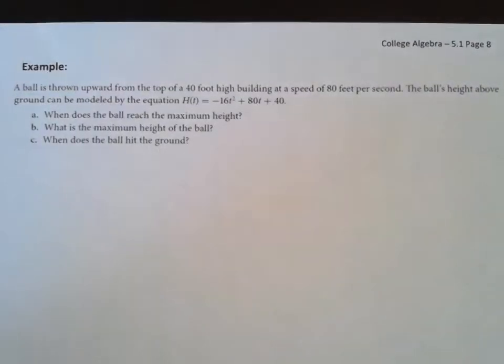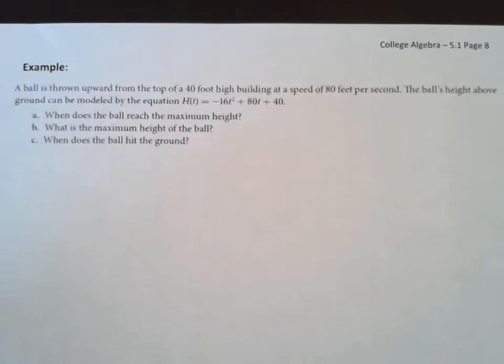A ball is thrown upward from the top of a 40-foot high building at a speed of 80 feet per second. The ball's height above the ground can be modeled by the equation h of t. When does the ball reach the maximum height? What is the maximum height of the ball? And when does the ball hit the ground?